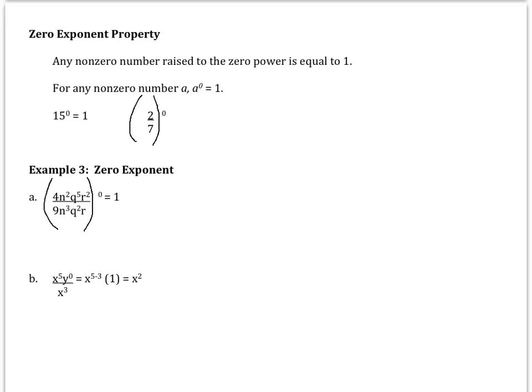In example B, we have x to the 5th, y to the 0, divided by x to the 3rd. So we're going to take x to the 5 minus 3, because we're dividing those, times y to the 0, which is 1. So the answer is just going to be x squared.